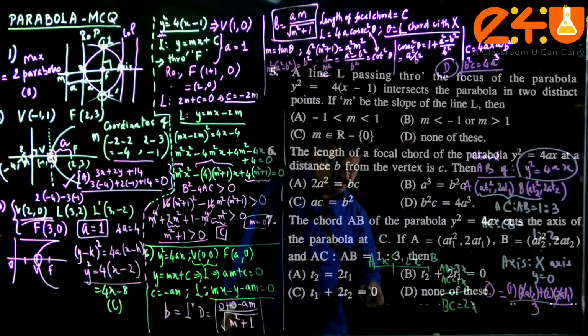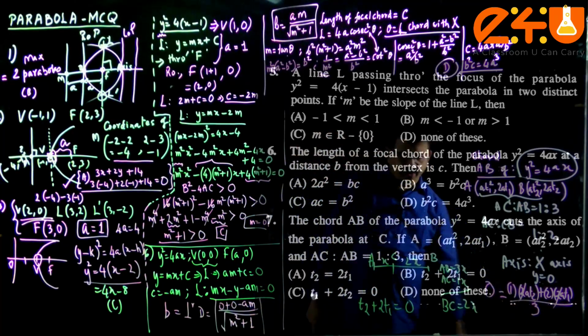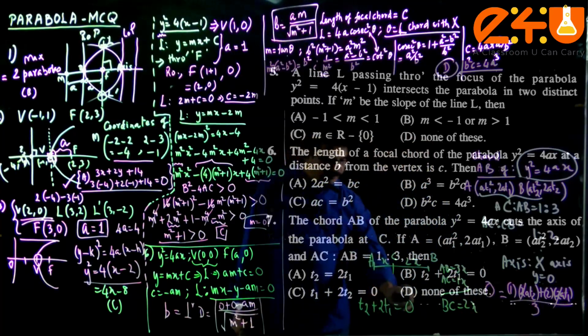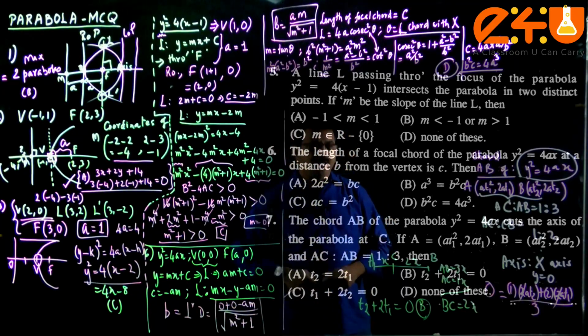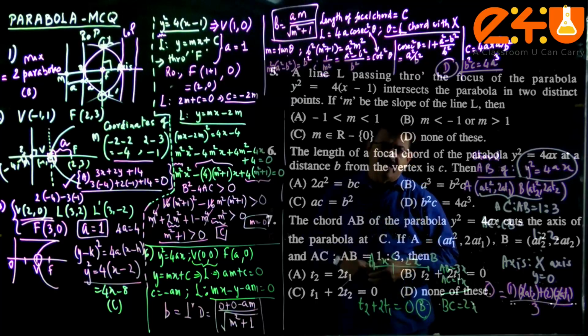So the answer you get: t2 plus 2 times t1 equal to 0. So you can find that is option B. t2 plus 2t1 equal to 0 is present in option B. Very simple. It's a very basic class 10 variety of question.